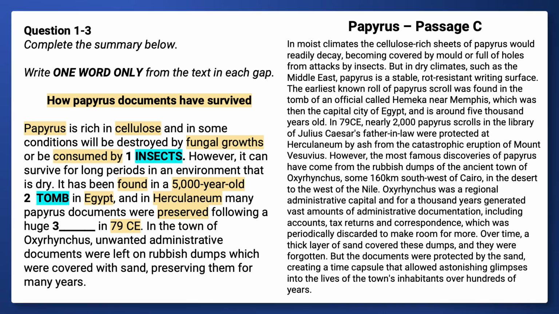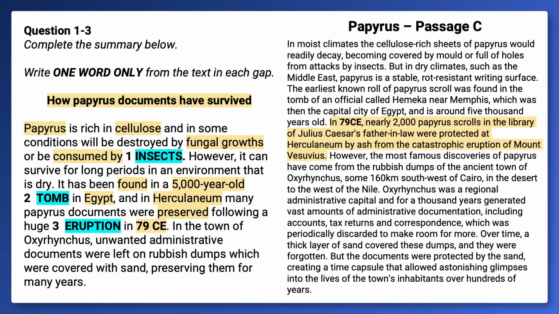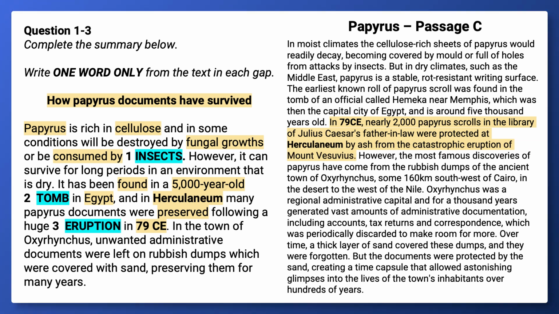The answer to the final gap is eruption. Let's have a look at why. The date 79 CE is repeated even though it's in a different order, as well as the location Herculaneum, which appears in both the summary and the text. The word preserved in the summary sentence is a synonym for the word protected in the longer text. The adjective huge before the blank is a paraphrased version of the word catastrophic, which leads us to the answer of eruption. In Herculaneum, many papyrus documents were preserved following a huge eruption in 79 CE.